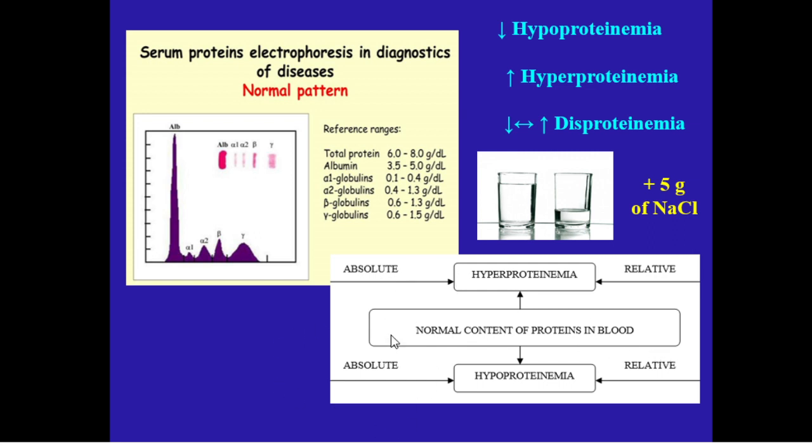Absolute hypoproteinemia can be observed if the uptake of proteins, of amino acids from which these proteins will be synthesized, is significantly decreased. Starvation or protein absence in the diet or loss of protein will cause it.